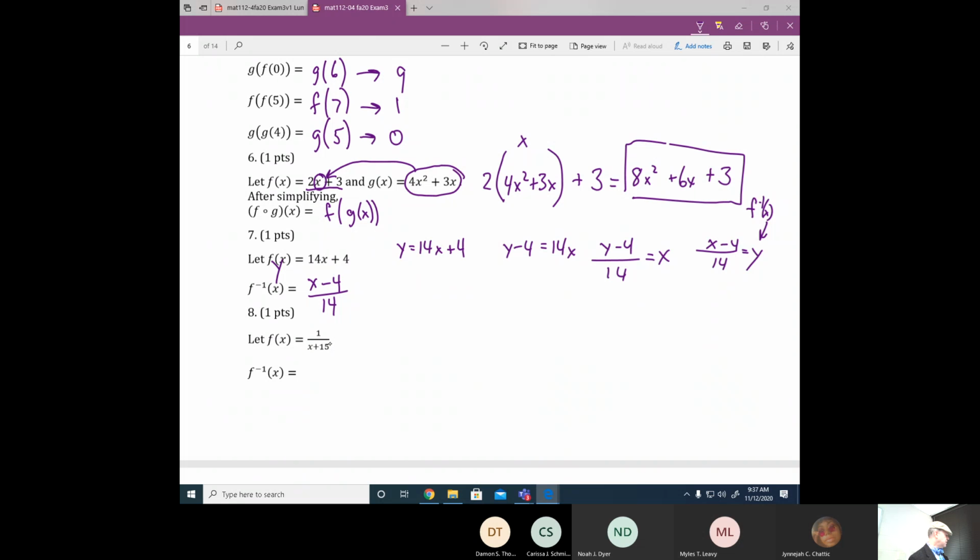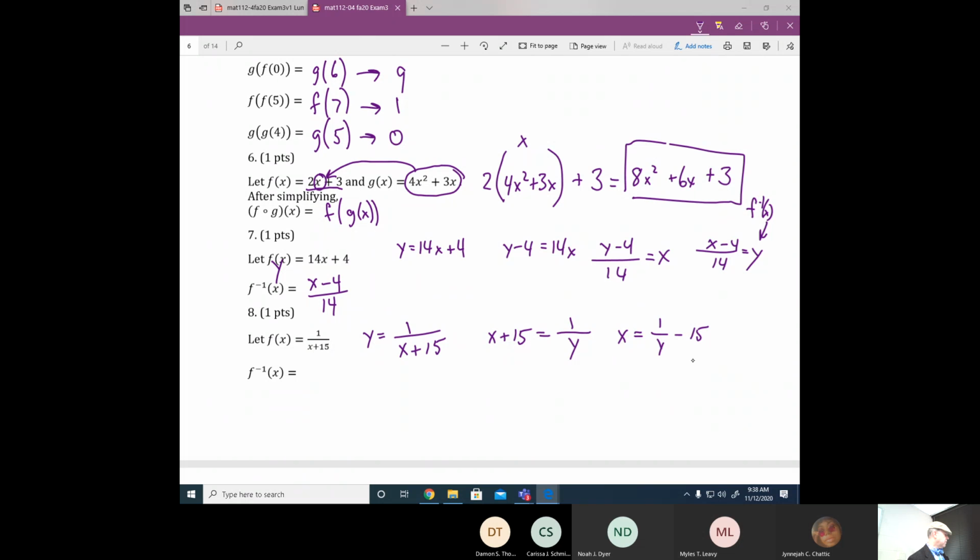Same thing here, just a different looking function. Again, we do the y equals 1 over whatever you give me, plus 15. Well, what if I wanted to get that back? Well, I can multiply by this and divide by that. So I get x plus 15 equals 1 over y. Now, to solve for x, let's subtract 15 from both sides, and I have x by itself. x equals 1 over y minus 15.